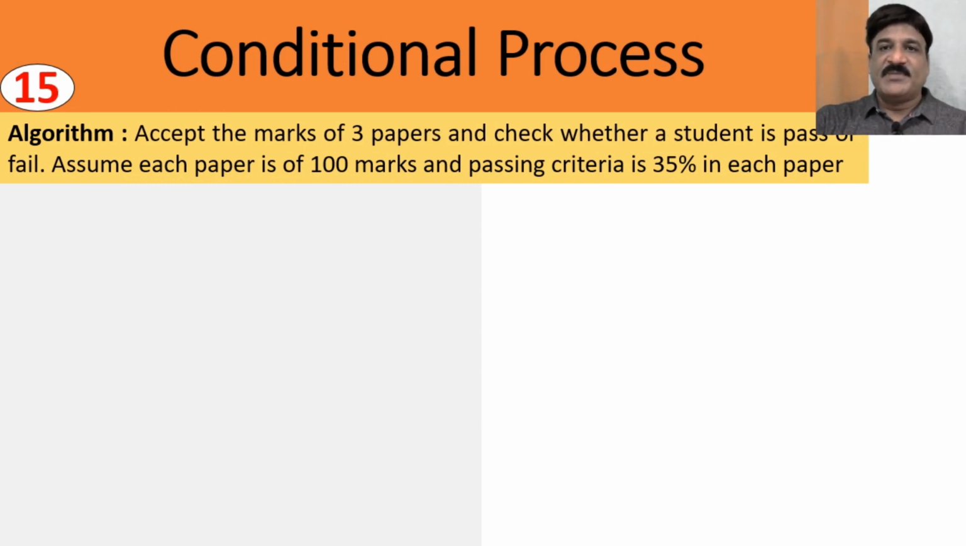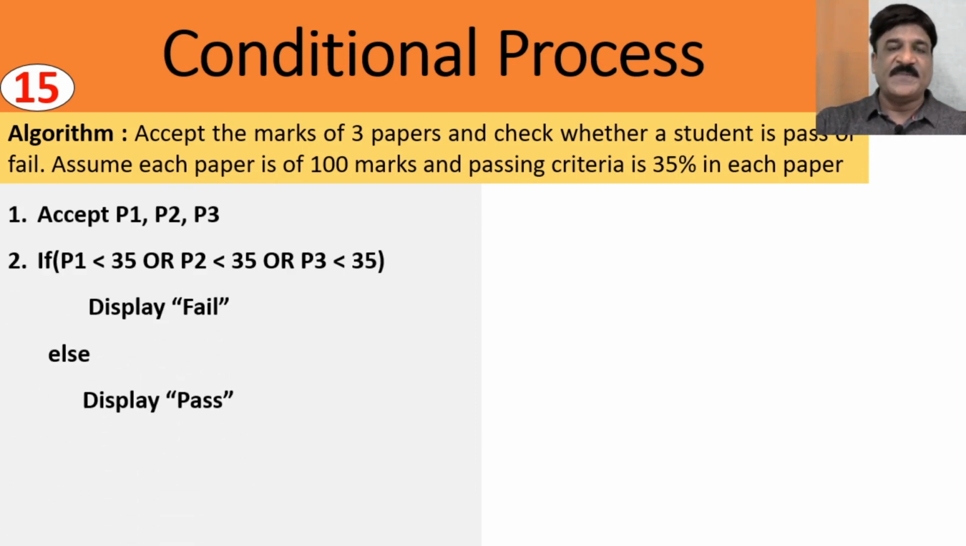Now accept the marks of 3 paper and check whether the student is pass or fail. Assume each paper is of 100 marks and passing criteria is what? 35% in each paper. The same problem that we have discussed in the earlier. But again accept the marks of 3 paper and now see how it has been written. If P1 is less than 35 or P2 is less than 35 or P3 is less than 35, then overall result will be what? Fail, otherwise pass. What we have done? We have simply negated our end condition that we have seen in the earlier case.